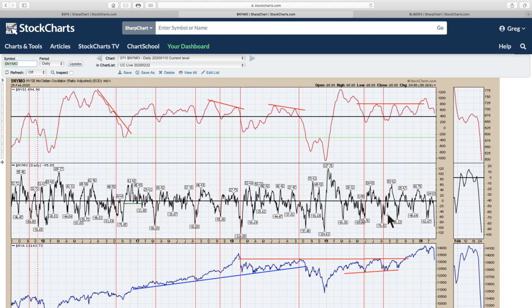But these red trend lines, a lot of them are down at similar levels to what we're at now, and you can go through and look. It doesn't necessarily mean we're going to bounce here. So anyway, keep that in mind.